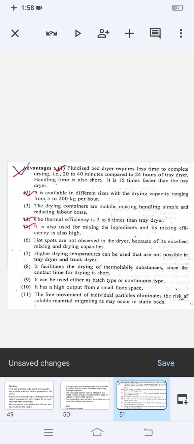And it can be used either as a batch type or continuous type. It has a high output for a small floor space. And the last one is, the free movement of the individual particles eliminates the risk of soluble material migrating, as may occur in static beds.